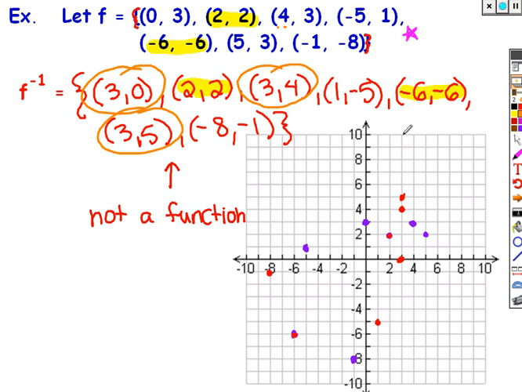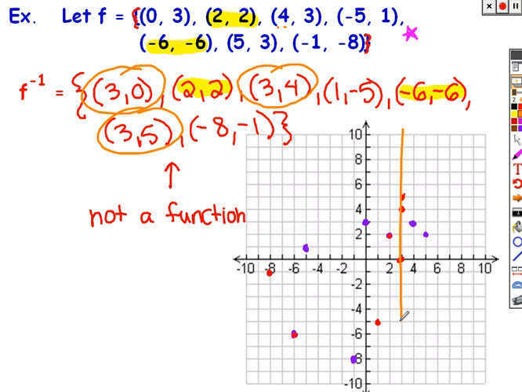On the graph, you can see right there, those 3 points, the inverse relation fails the vertical line test. There's more than one point on the vertical line x equals 3. So the original is a function, the inverse is not a function.